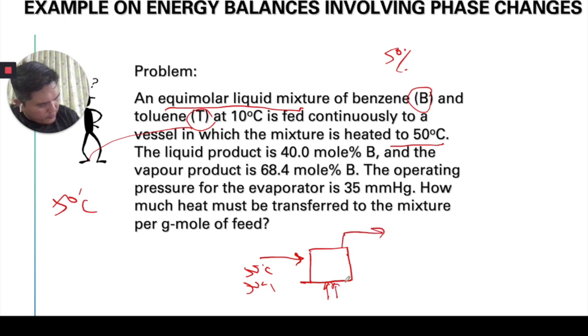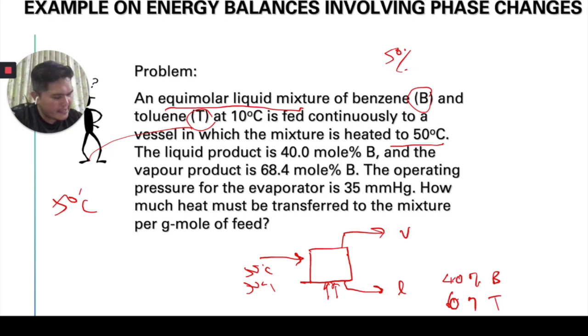Then we have two products, one in a vapor state and another in a liquid state. The liquid product is 40 mole percent B, so you have 40% of B here, and supposedly 60% of T. This makes more sense. Why is that? Because benzene has a lower boiling point compared to toluene, so you should have more toluene in the bottom product, which is the liquid product.